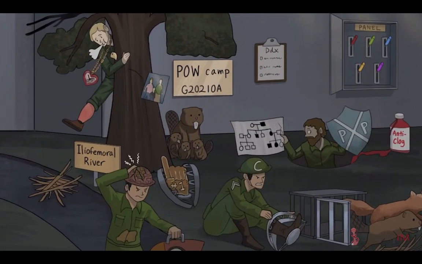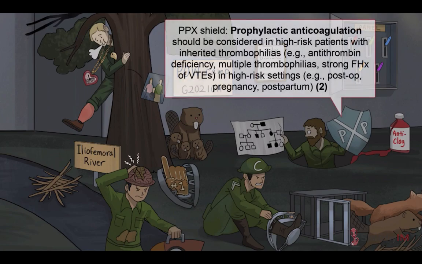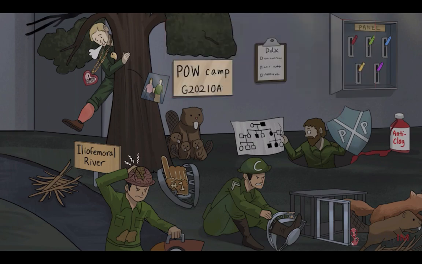For patients diagnosed with an inherited thrombophilia who have no history of VTEs, anticoagulation is usually not required. That said, high-risk patients, that is, patients with antithrombin deficiency, more than one inherited thrombophilia, or a very strong family history of VTEs, should receive prophylactic anticoagulation in the settings that increase the risk of blood clots, like post-op, during pregnancy, and postpartum. Hence our recurring Sketchy symbol for prophylaxis, the PPX shield held by our pedigree map-wielding soldier.